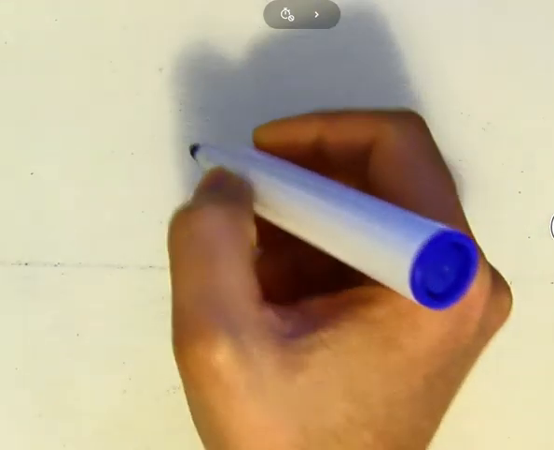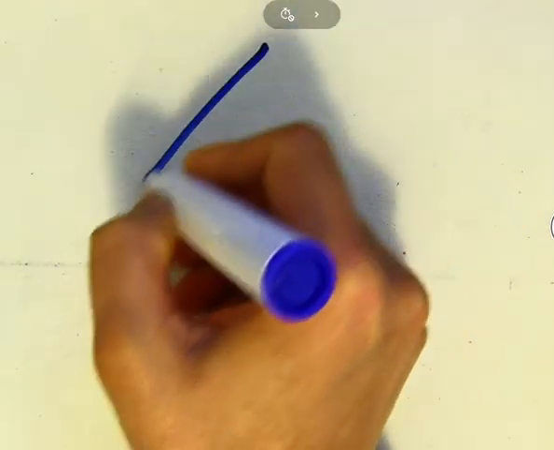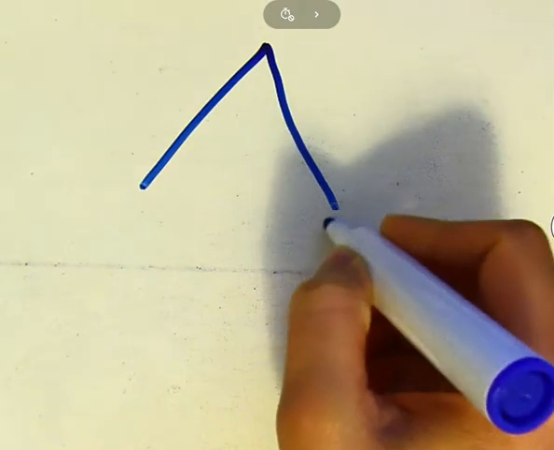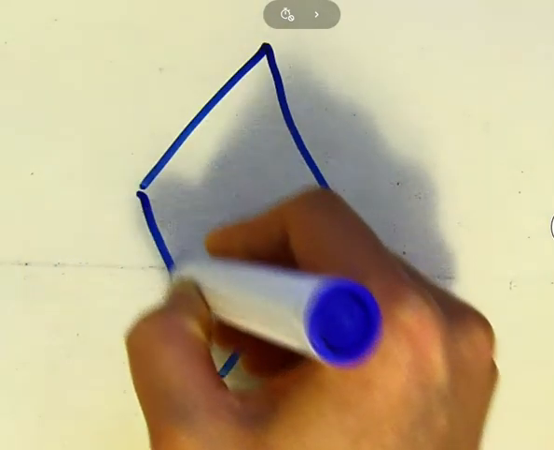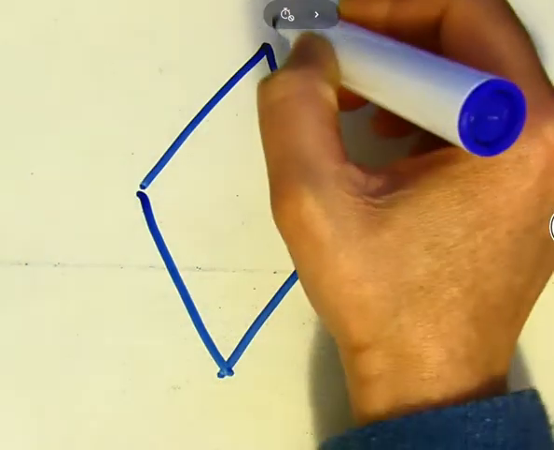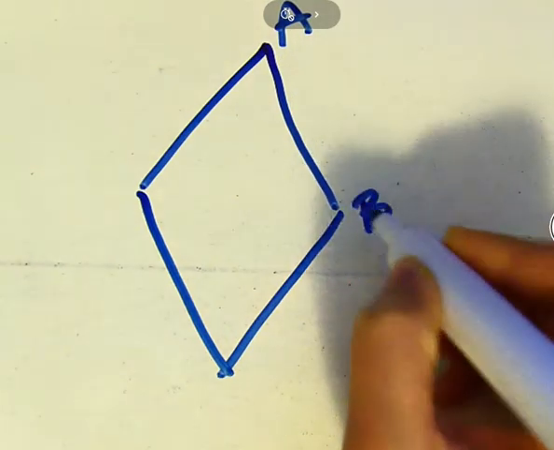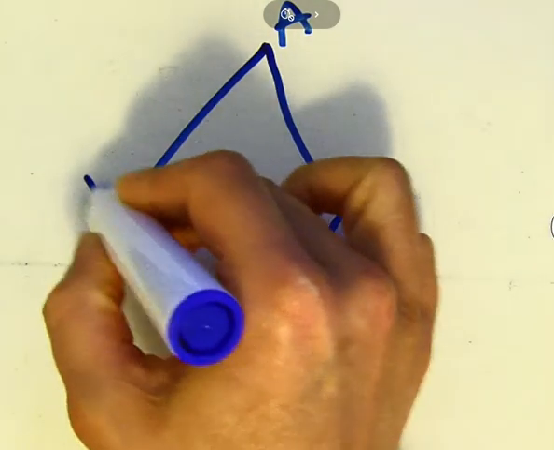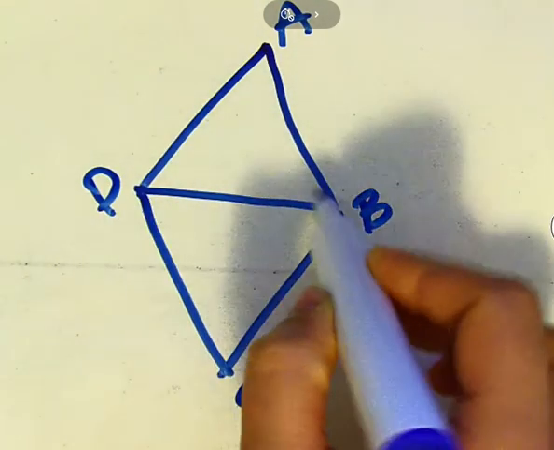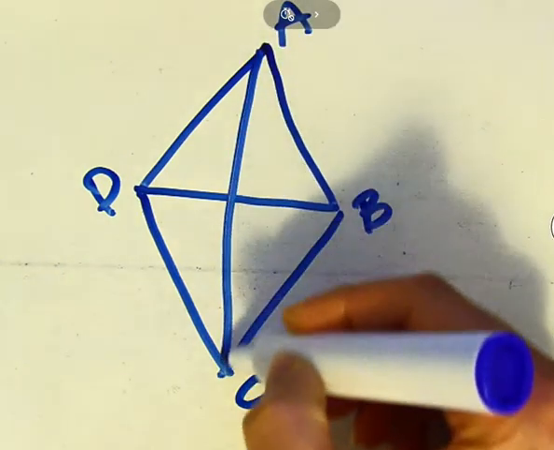Okay, so now we're going to go on to proof number 2 for April 2nd, 2020. In this proof, we are given, again, quadrilateral ABCD. And we can see that it has two diagonals.